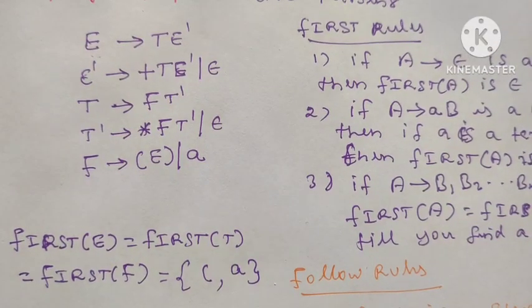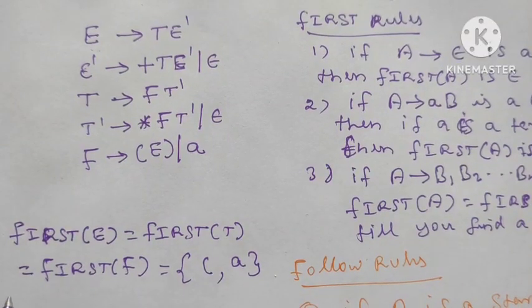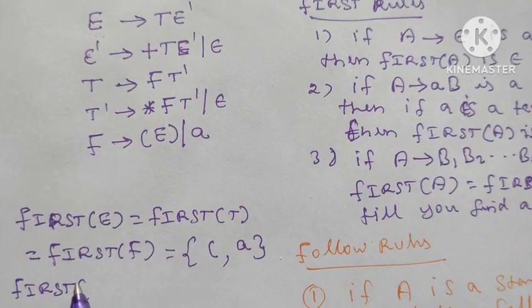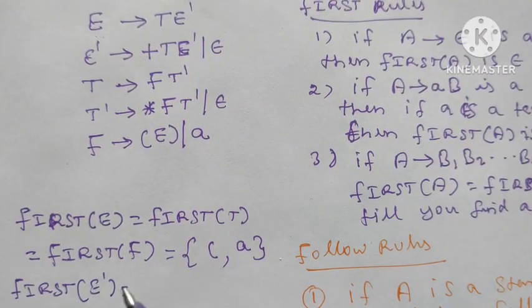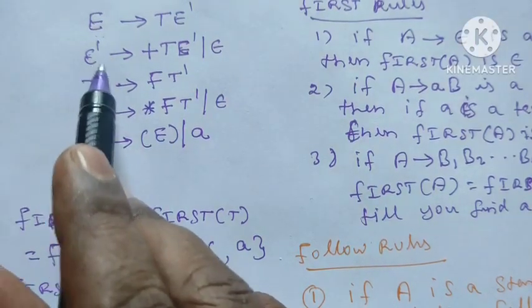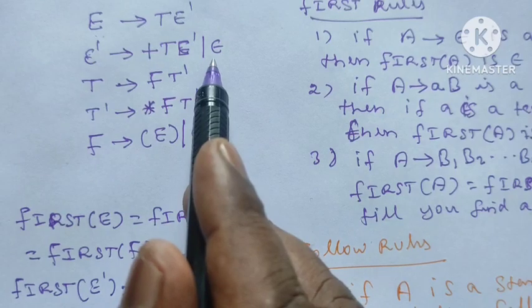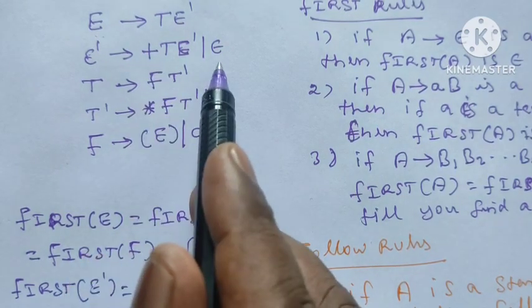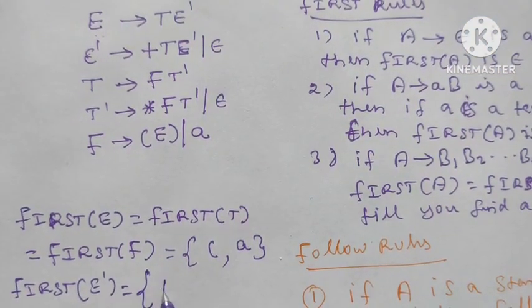Now we'll go for T dash, E dash. Now what is first of E dash? When you take the production E dash, when you go on the right side, you have plus. E dash has one more production, epsilon. Epsilon will be considered as a terminal. So plus is a terminal and epsilon is a terminal. So you have two outputs in this case, plus and epsilon.